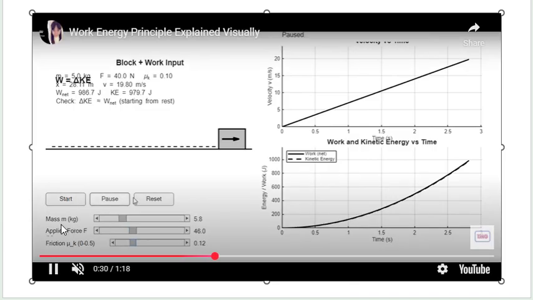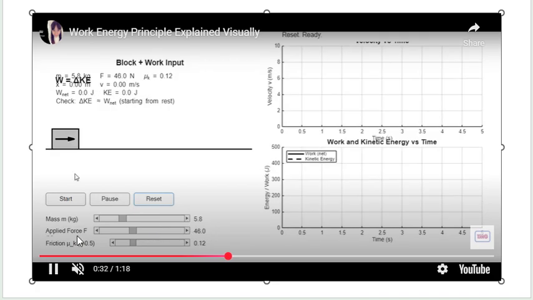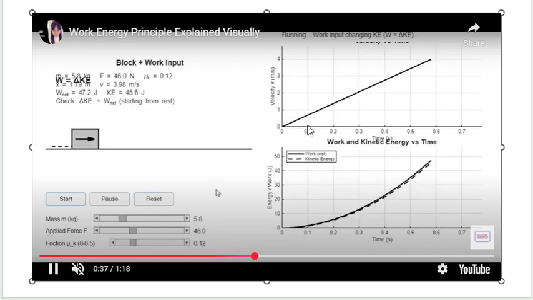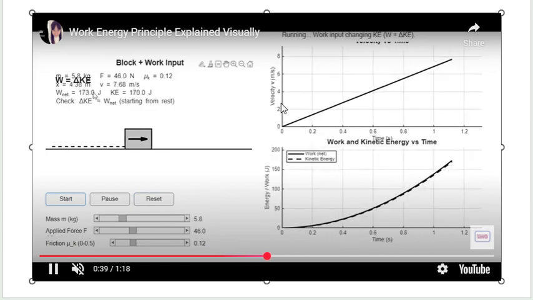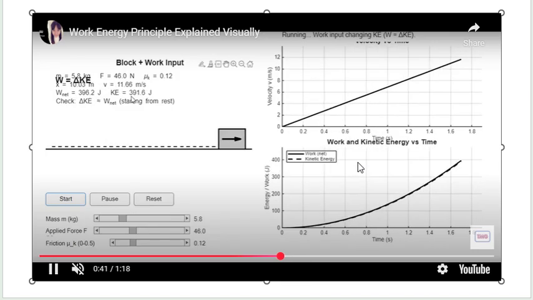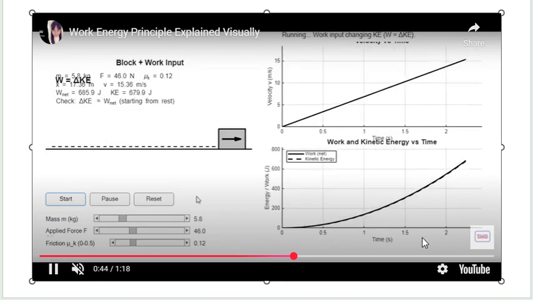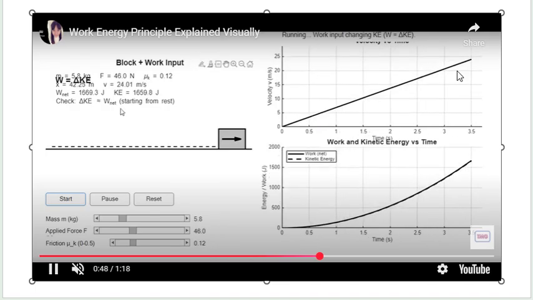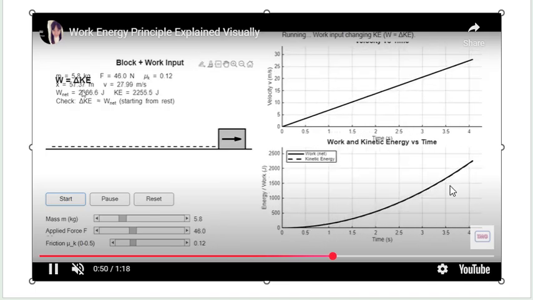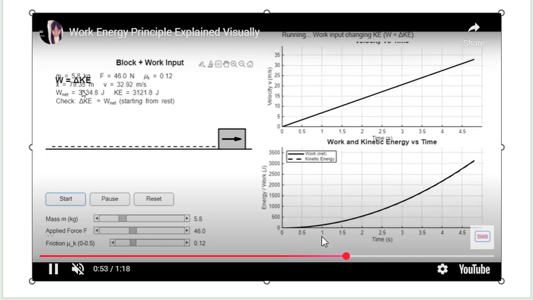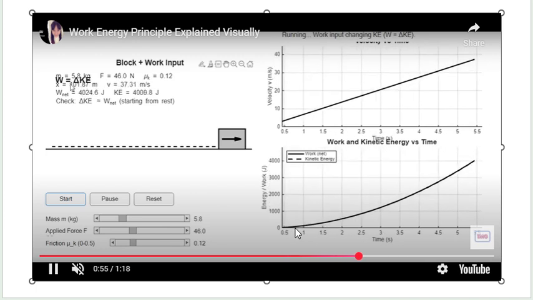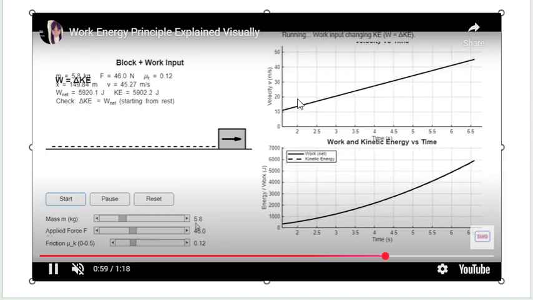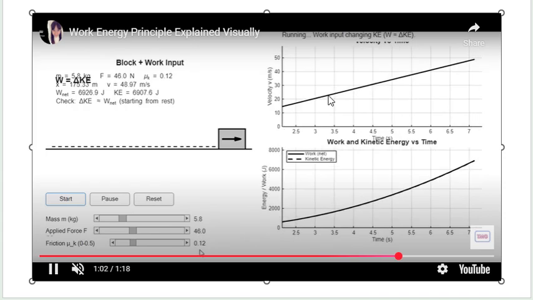So here we're showing how we change the mass, the applied force, and the friction, and you can see the velocity. Here is your work and kinetic energy versus time, and velocity versus time. You can see as velocity increases with time, your energy also goes up. Your energy has a square effect, so it has a curved line. Your velocity is distance per time, so it is a straight line.